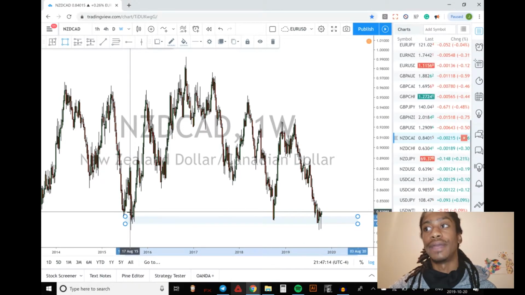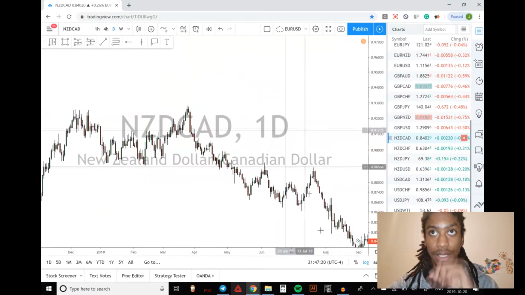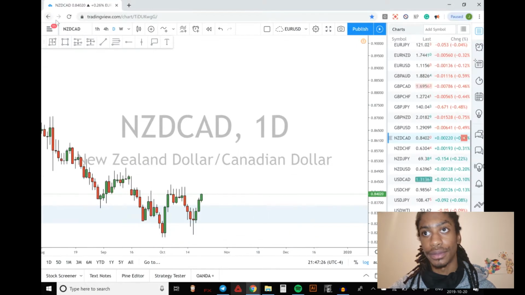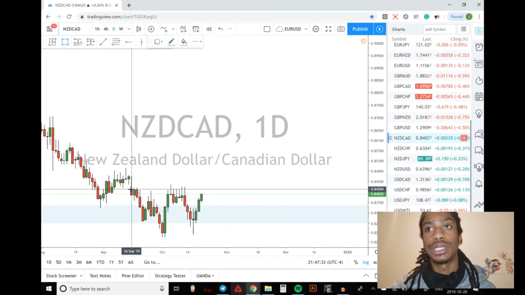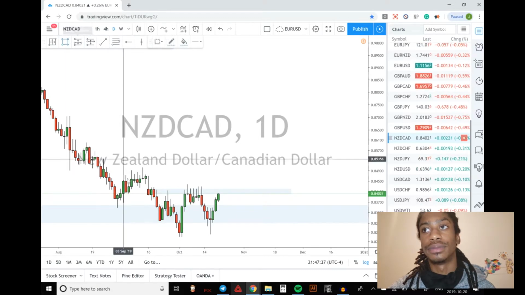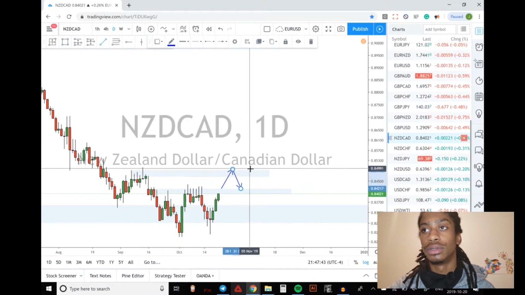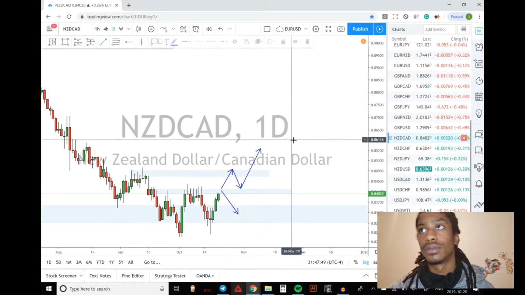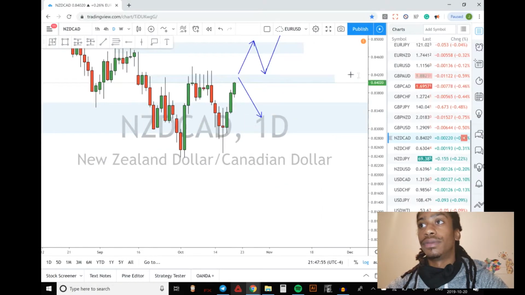Then we go into the daily time frame, looking to see what's happening. We have resistance right here. And so from that, I do see another resistance right in this area. We have these possibilities, right? Simple enough. Very, very simple enough.